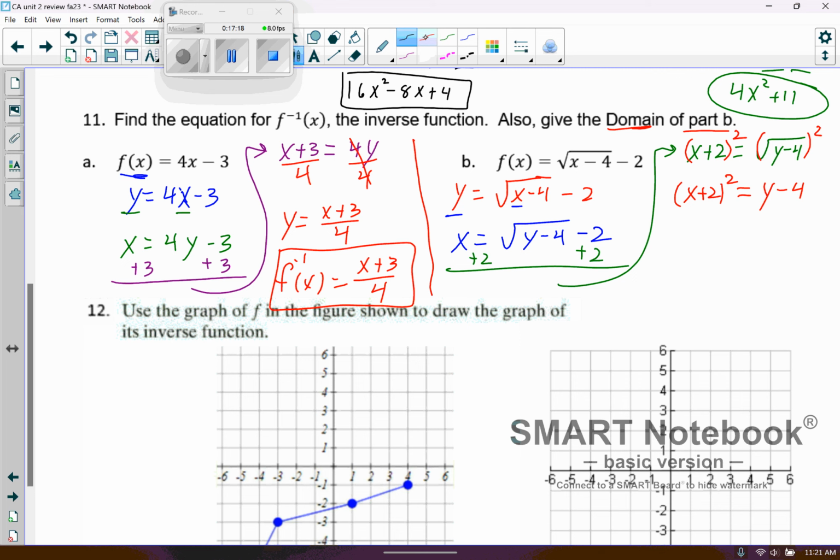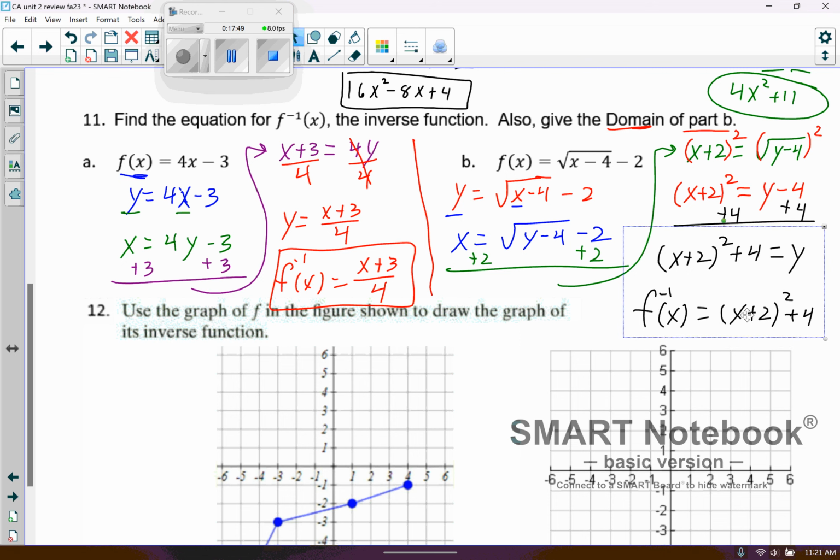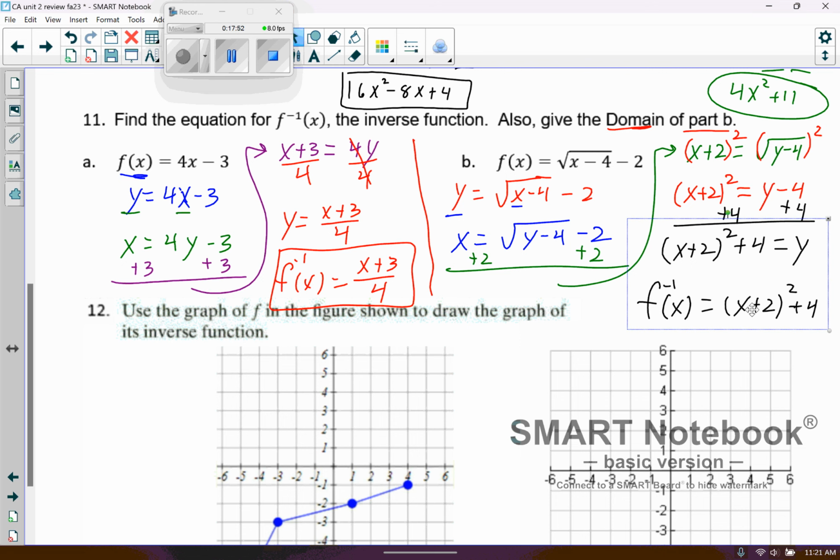And then the last thing we're going to do is add 4 to both sides. And so we're left with x plus 2 squared plus 4 is equal to y, basically our inverse function notation. Okay, so then they do ask for the domain. And so the domain is just going to be the range of the original function.